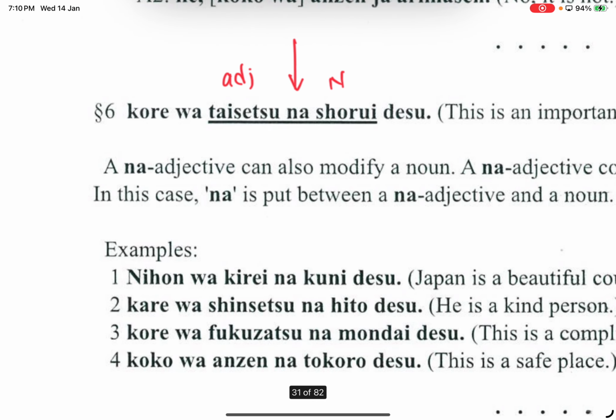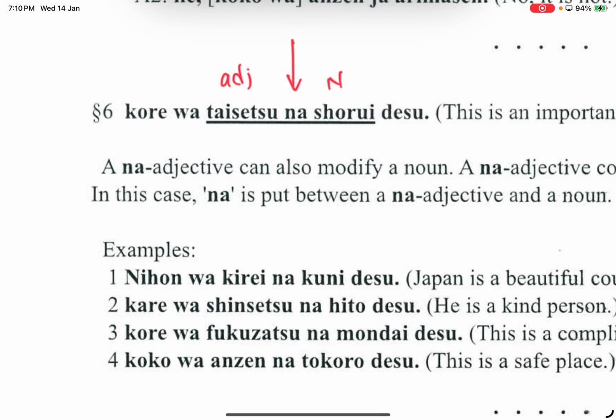Then we look at number 6. Our na adjective. Now we need to add in a な particle. I mentioned to you before that the na adjective is very similar to a noun. So when we want to put it in front of a noun, for example, the word 日本, 日本の車. We need a の to combine two nouns together. 日本の車. Japan's car.